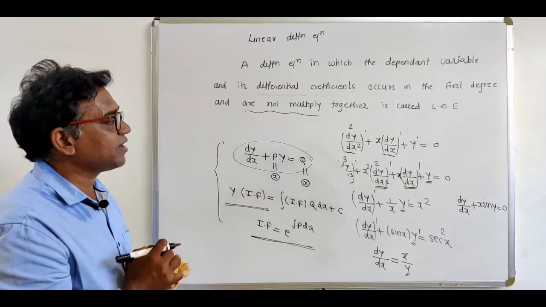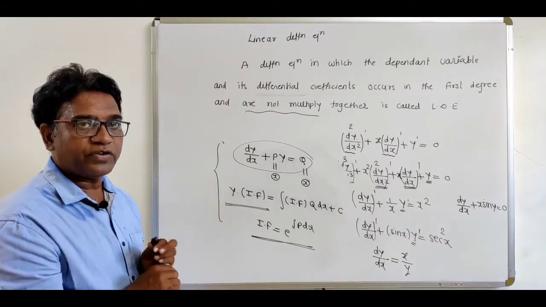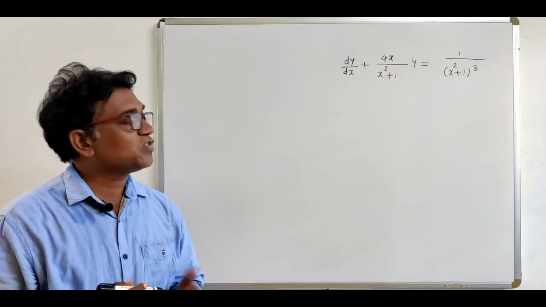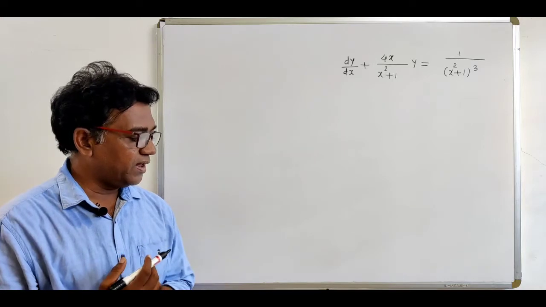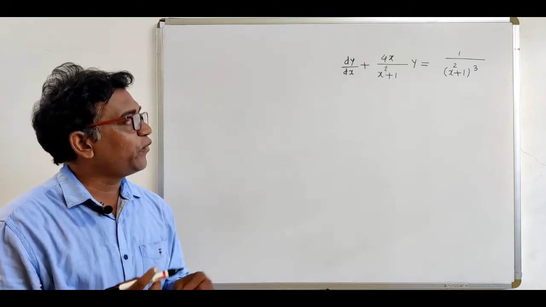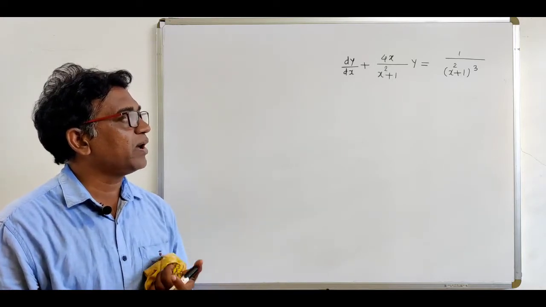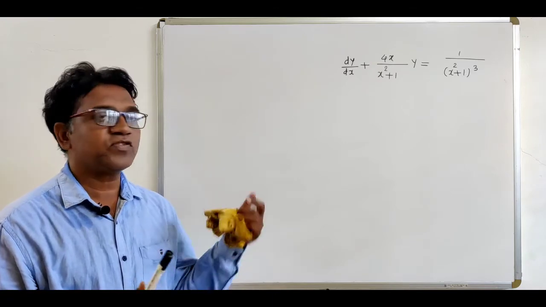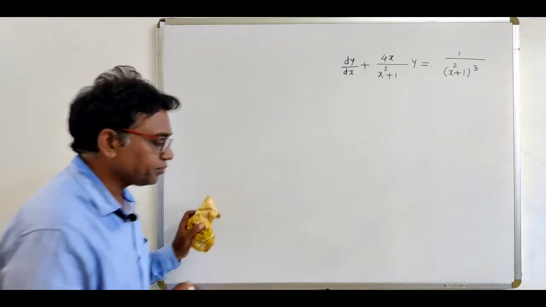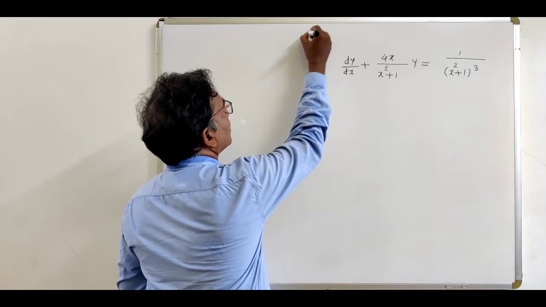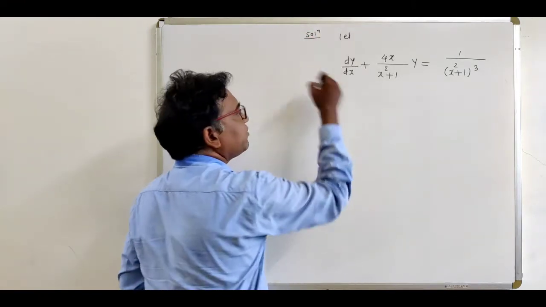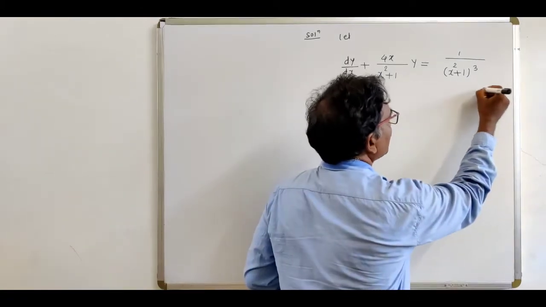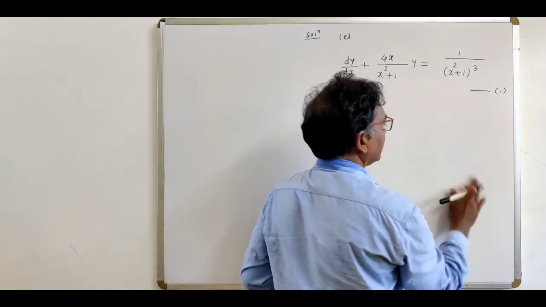So let us take some examples on linear differential equations. Now let us solve this first example: dy by dx plus 4x upon x square plus 1 into y equal to (x square plus 1) whole cube. Suppose this is the given differential equation, equation number 1.